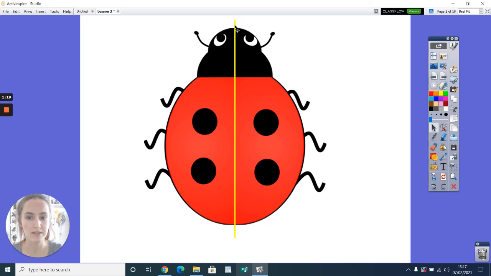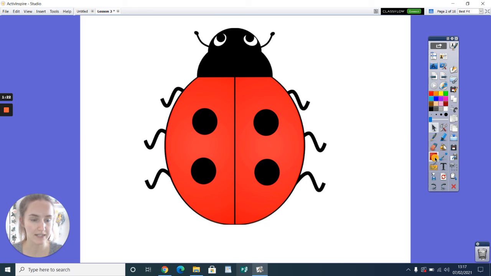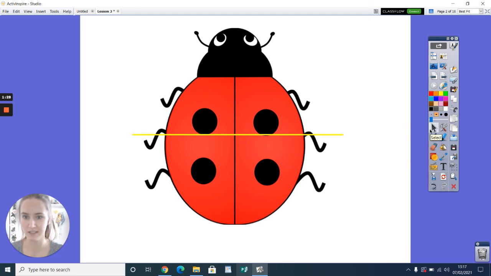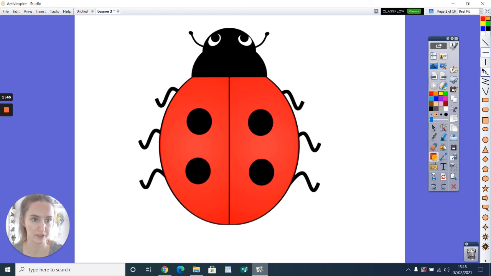What about if I drew my line of symmetry, give me a second, this way? Is it symmetrical now? Is this side of the line identical to this side? It's not, is it? Because this side's got a head. This side doesn't. So it was not symmetrical that way, but if the line of symmetry goes down, then it is symmetrical.